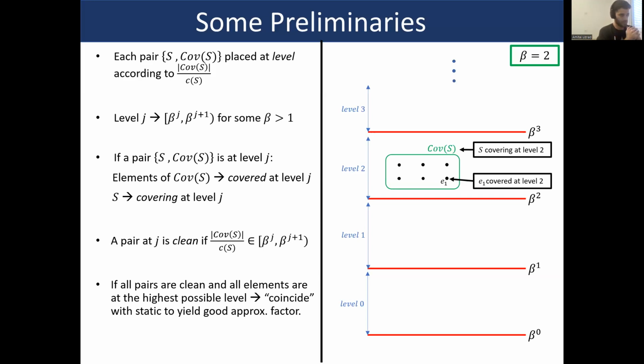We only coincide up to quantization, because we kind of quantized our levels. We have a kind of discrete system here. So there's still this beta factor, if we think of it as buckets or something like that, then it still adds some kind of factor. But if all pairs are clean and all elements are at the highest possible level, then up to that beta factor, or beta to the power of 3 or 4, we'll see, it's the same as the static algorithm. Because if we want an element to be as high as possible, this in the static case means that we want an element to be chosen as early as possible.